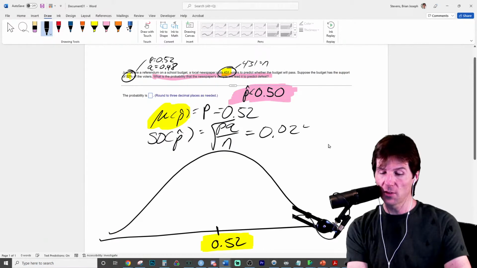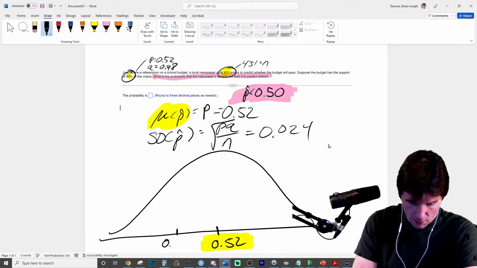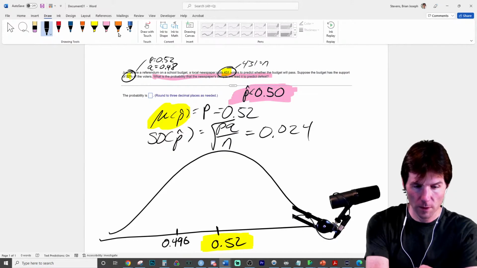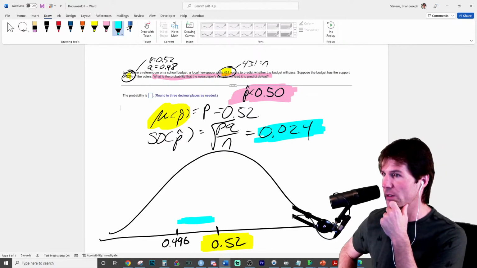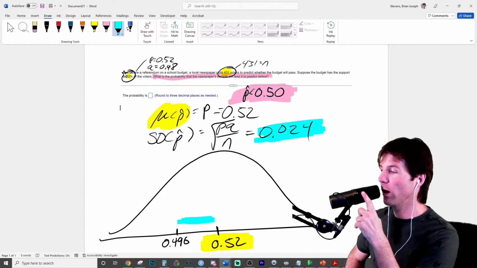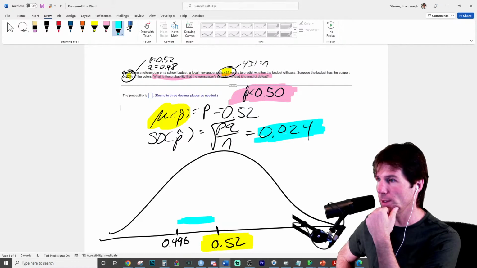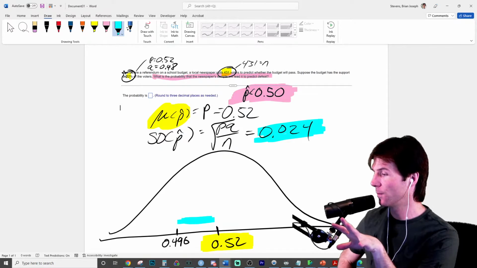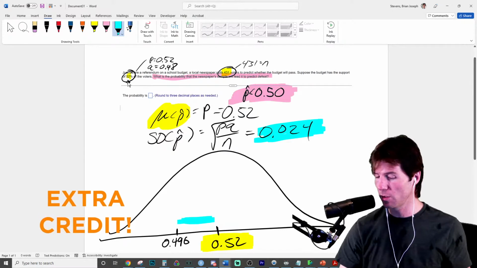Now, what's interesting about this is, why am I writing this number right here? Why did I write 0.0496? How did I know that number? Correct. I subtracted. Great job, Priya and Teresita. It's one standard deviation, which is true. It's one standard deviation below.